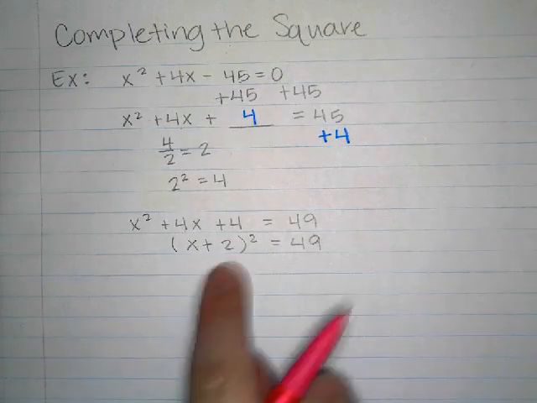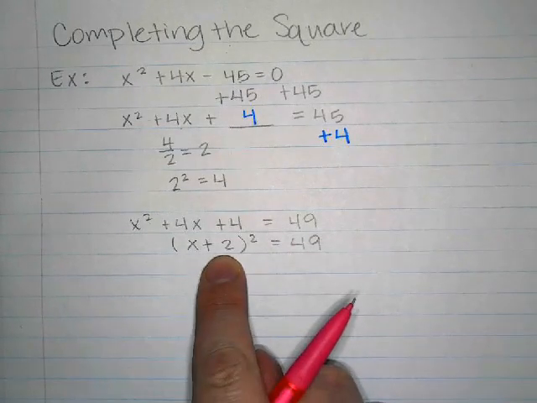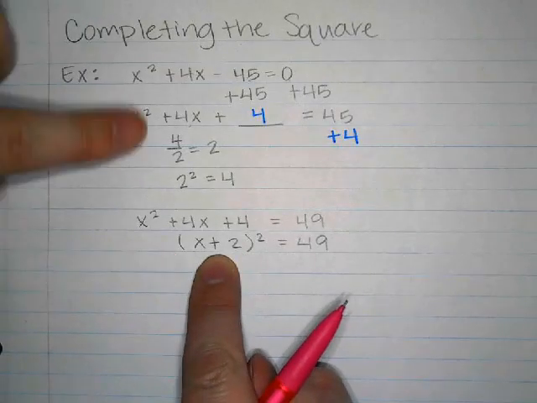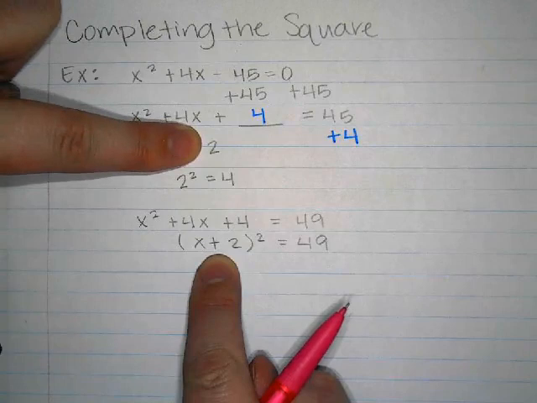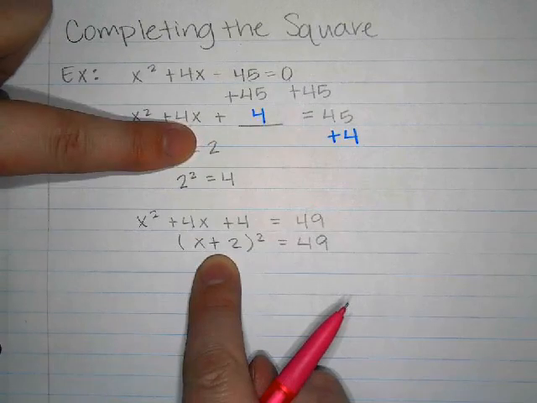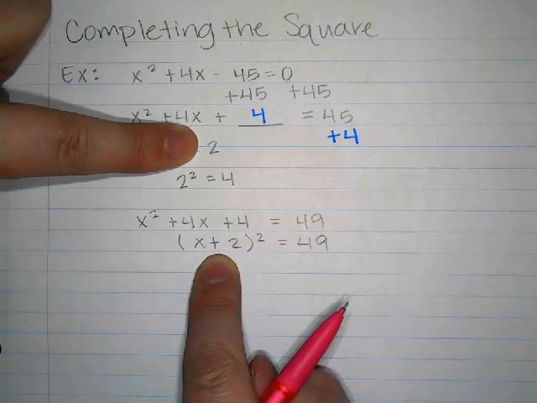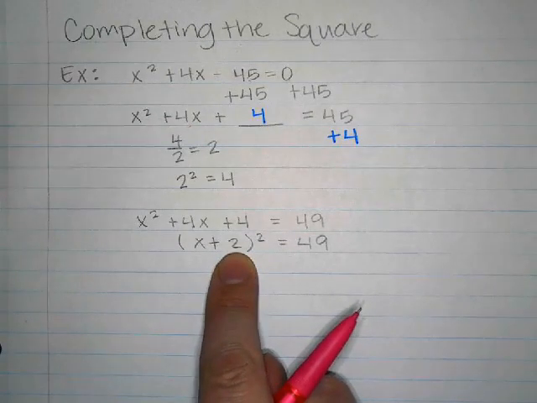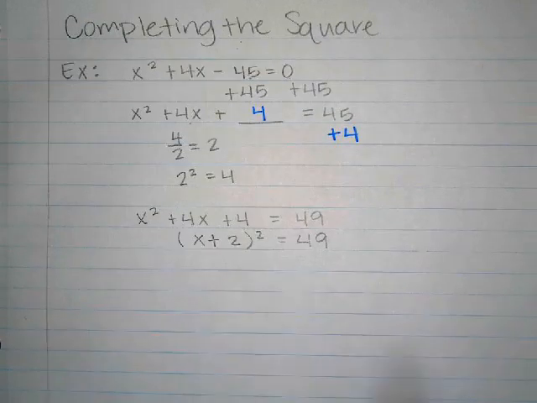And what you'll notice is that every single time we do this, the number here in the parentheses is exactly the same as what we got when we divided 4 in half. We divided 4 in half, we got positive 2. Positive 2 is what goes in the parentheses. That's going to happen every single time. If we divided the number in half and got -7, -7 is what would go in the parentheses. All right, so that's a pattern that we're going to notice.